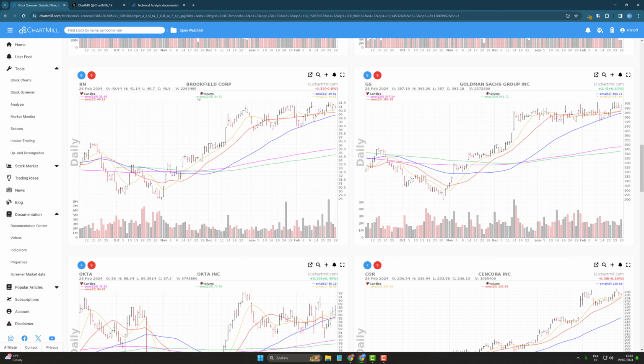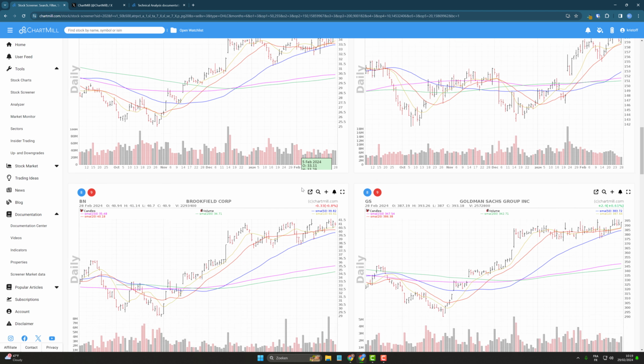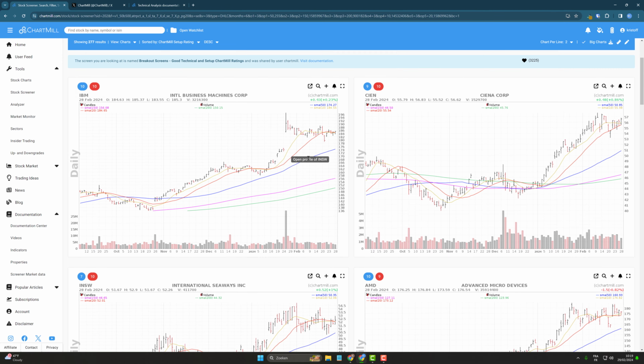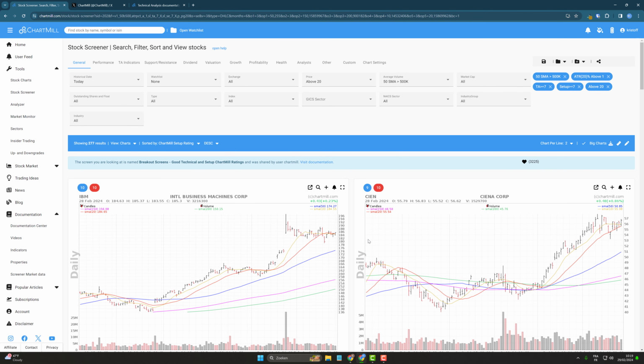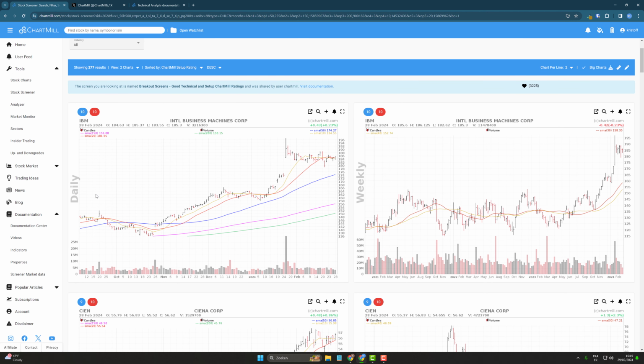For example, Brookfield Corporation seems like a nice consolidation zone after a first run-up. Some nice volume bars. But I like to see two different charts of the same stock, so I'm going to change these to two charts showing me a daily and a weekly chart of the stock.